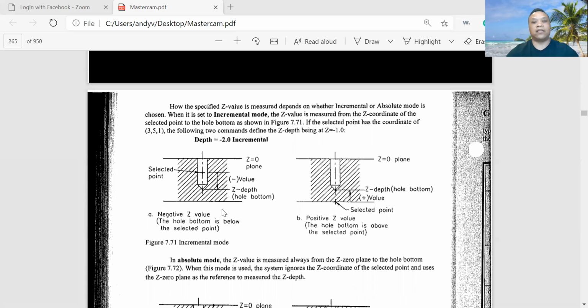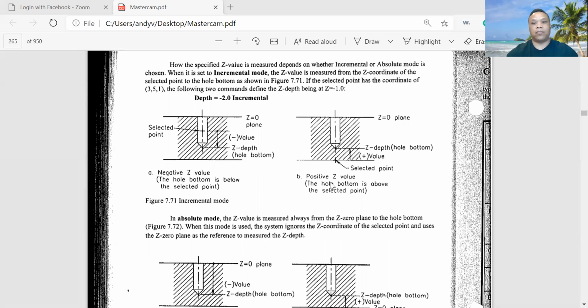Okay, how the Z value is specified and measured depends on whether incremental or absolute mode is chosen. When set to incremental mode, the Z value is measured from the Z coordinate of the selected point to the hole bottom, as shown. If the selected point has the coordinate 3, 5, 0, 1, the following two commands define the Z depth as being at Z equals 1.0. There's the diagram right here where you can see the negative and the positive.